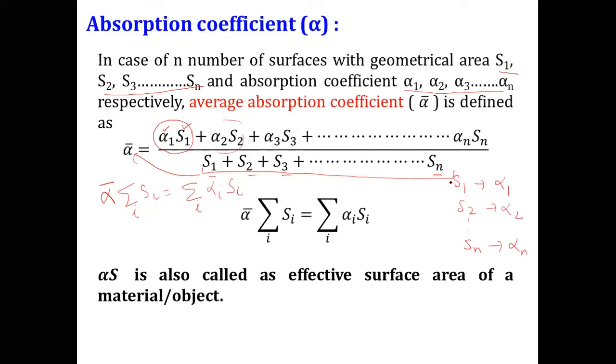Okay. So this will be your average absorption coefficient, right? And when you multiply your absorption coefficient with the surface area of any object, then this is also called as absorbing power. आपके हर एक element की absorbing power different होगी, right? This makes sense. अगर आपके पास दो objects हैं, दोनों का जो surface geometrical area है, it's exactly same, but उनका absorption coefficient different है, तो उन दोनों की absorbing power भी different होगी. And this is also called as effective surface area from acoustic point of view.